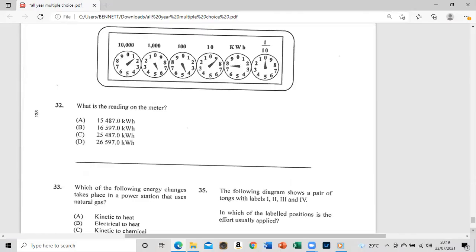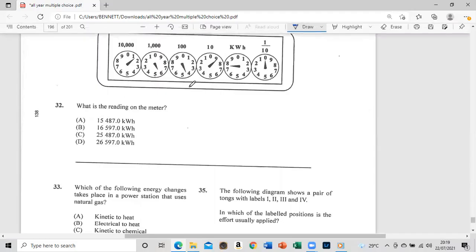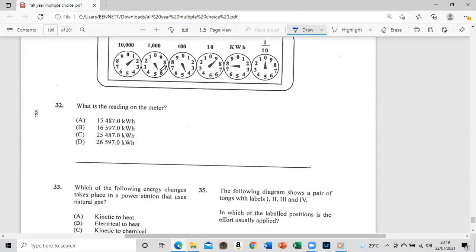What is the reading on the meter? So that's 1, 5, 4, 8. So yeah, go with this. So that is A. 33.